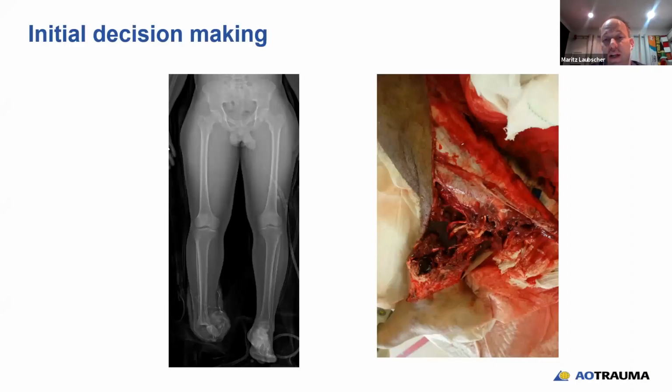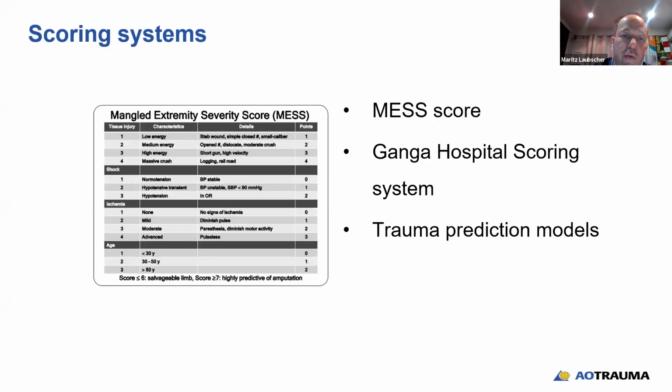Sometimes it's quite obvious, like this picture here. It's very unlikely that you can salvage this limb, and it's quite easy to make a decision to go for an initial amputation. Unfortunately, it's not always that straightforward. That's why there are various scoring systems that have been developed, and probably the best known one is the MESS score.